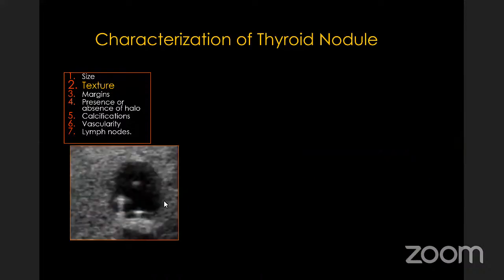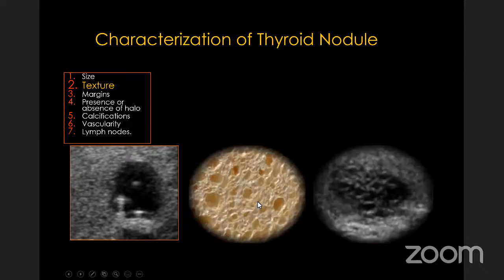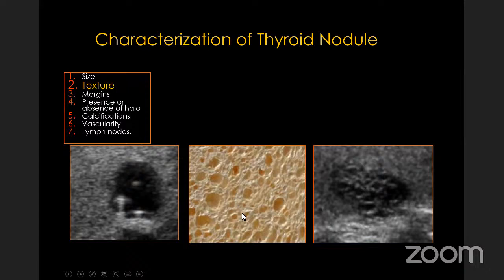And this is a cystic nodule with echogenic foci in it. Here we can see comet tail artifact behind the foci, and this is a typical colloid nodule. This is a sponge-like nodule. It is multiple cysts with thin septations. If we see this, it indicates a benign nodule.